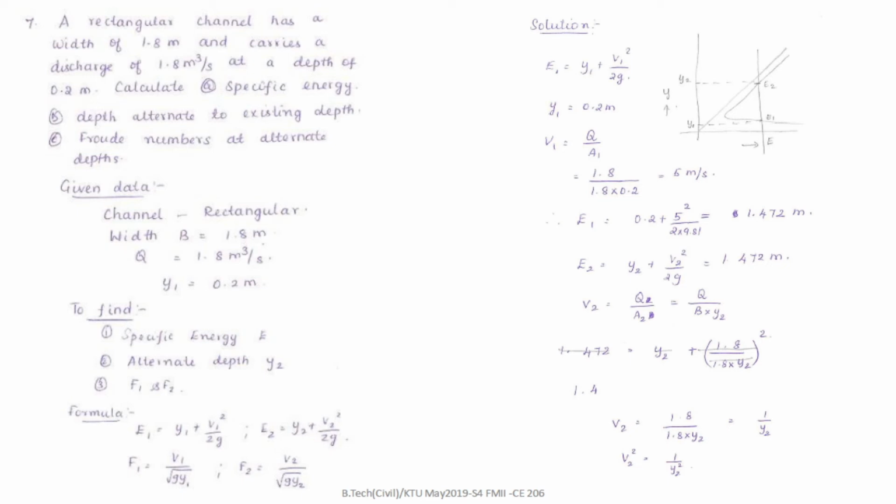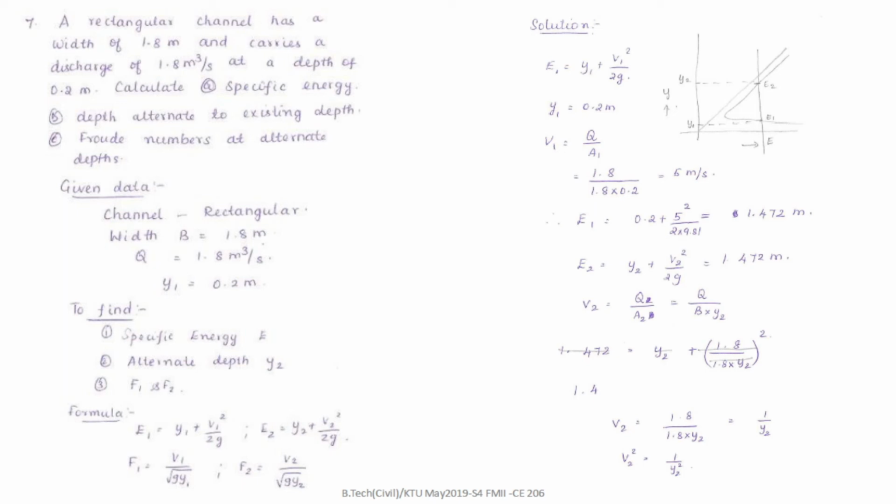So here, for a particular energy, we will have two depths. Those depths are called alternate depths, Y1 and Y2. You can write the formula like this: E is equal to Y1 plus V1 square divided by 2G, is equal to Y2 plus V2 square divided by 2G, because the energy is constant and only the depth is varying here. Y1 is given, so we can find V1 with the Q divided by A1 formula. So you can find out the energy. E is equal to, we got the answer as 1.472 meter.